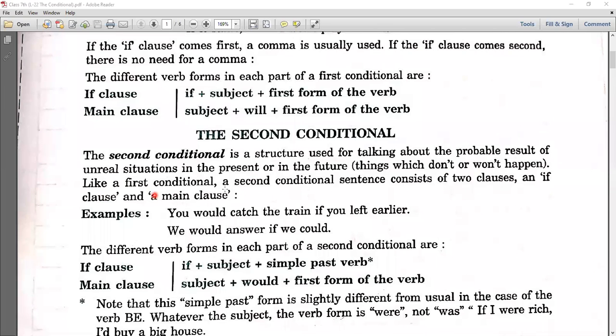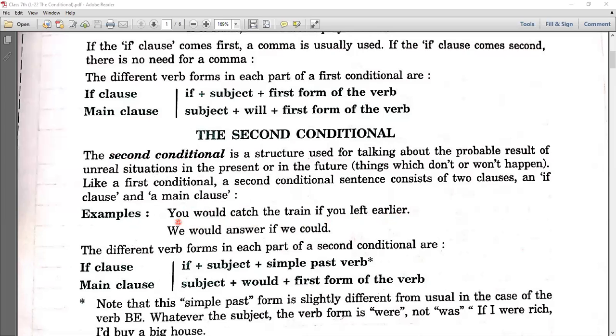Like a first conditional, a second conditional sentence consists of two clauses. जैसा कि हमने first conditional sentence में पढ़ा, वैसे ही second में भी two clauses होते हैं. First with if clauses and second main clause. Okay everyone, for example, you would catch the train if you left earlier. Now listen everyone, जो second clause है वो हमेशा past के लिए चलता है. Okay, will की जगह हम क्या अप्लाई करेंगे? would, and यहाँ पर कौन सी फॉर्म आ जाएगी? सेकंड फॉर्म. Okay, you would catch the train if you left earlier.